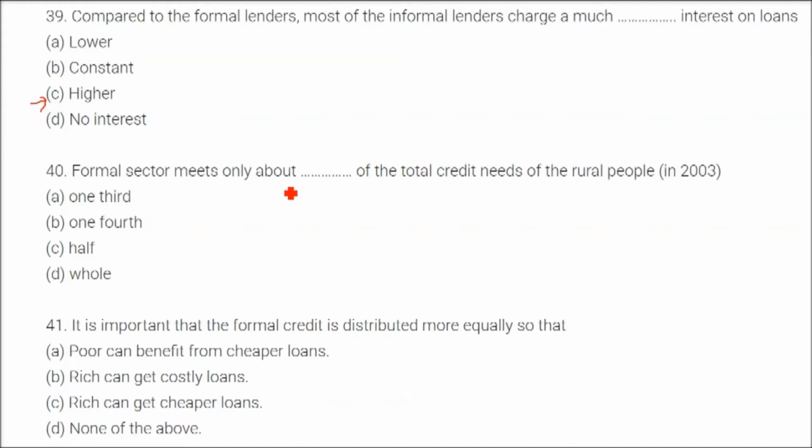The formal sector meets only about half of the total credit needs of the rural people. This question is based on 2003, so the answer is half. If you take a different year, it may be 1/3, so you have to see what the statistics of the year are. It is important that formal credit is distributed more equally, so that the poor, who really need money and have no collateral, can benefit from cheaper loans.